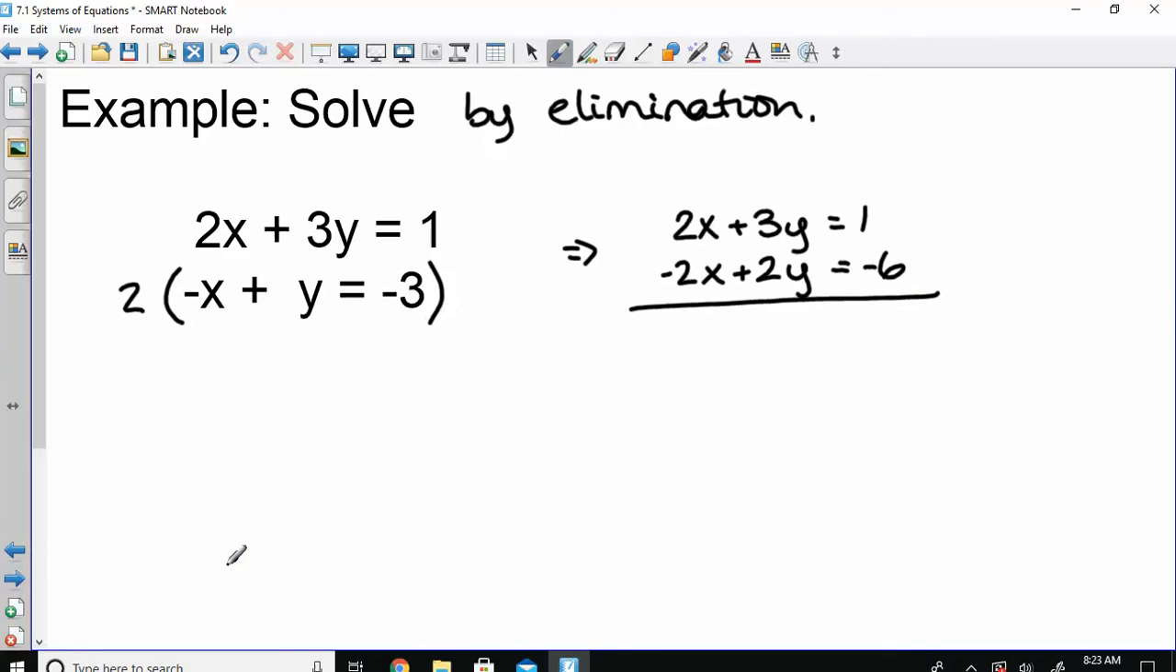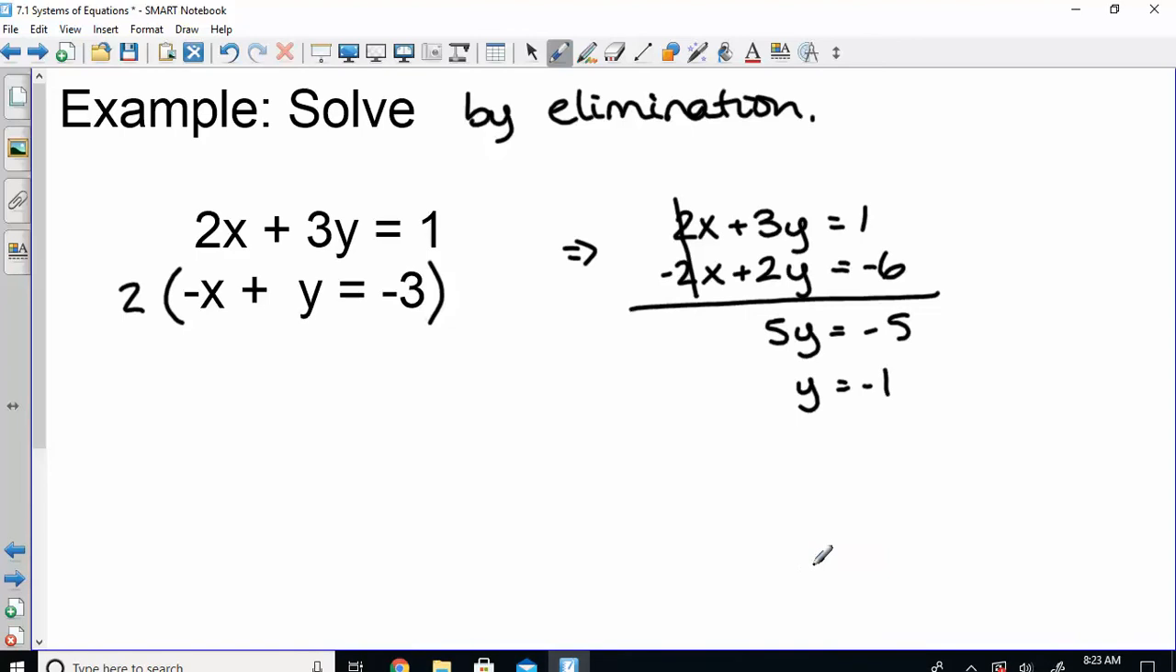If you had wanted to eliminate your y there, what would you have multiplied the second equation by? Negative 3. So they would be opposites, but the same coefficient. Okay, so then if we add, 2x and negative 2x cancels. 2y and 3y is 5y. 1 and negative 6 is negative 5. Divide by 5 and y is negative 1.